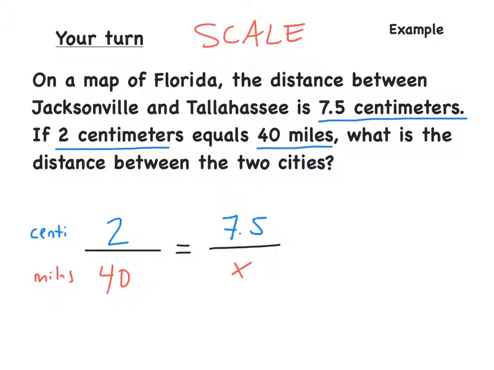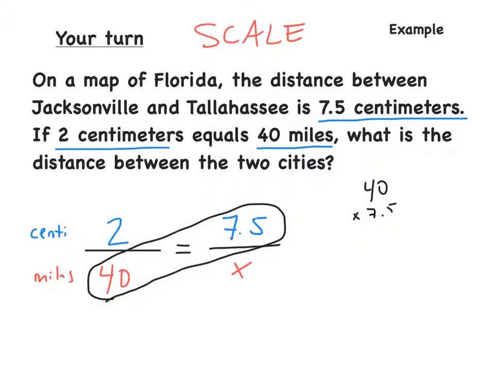Alright, in this one I am going to use the cross products. So what is 40 times 7.5? We have 5 times 0 is 0, 5 times 4 is 20, bring down a 0, 7 times 0 is 0, 7 times 4 is 28, add them all up. Since we have a decimal point, just move it over once. So that would make it 300.